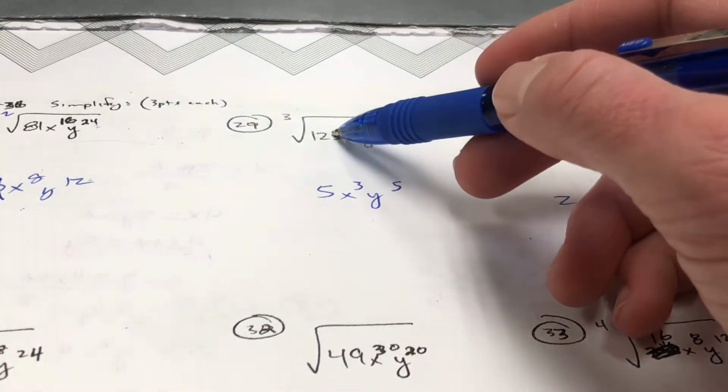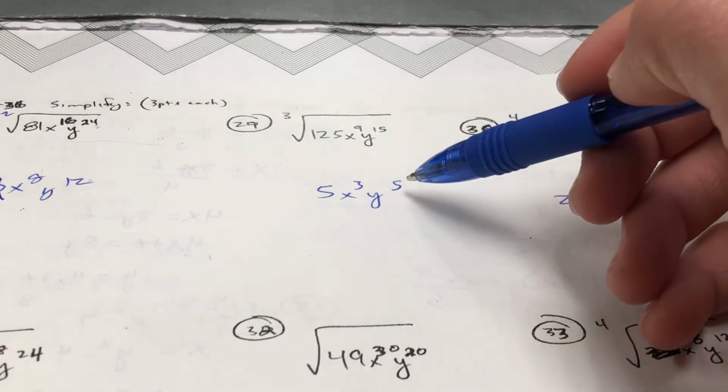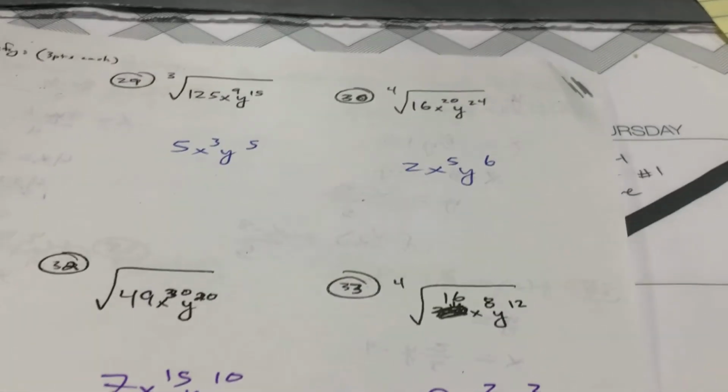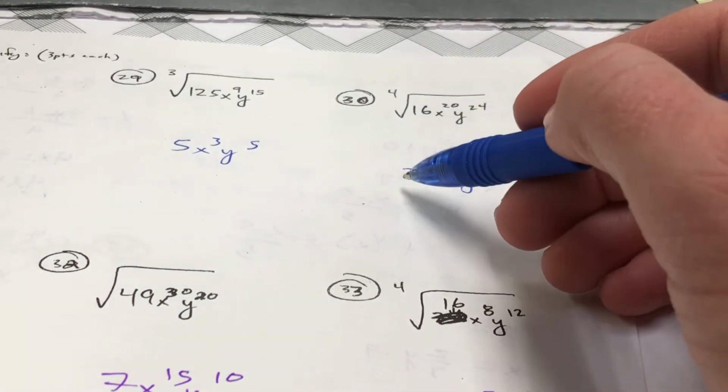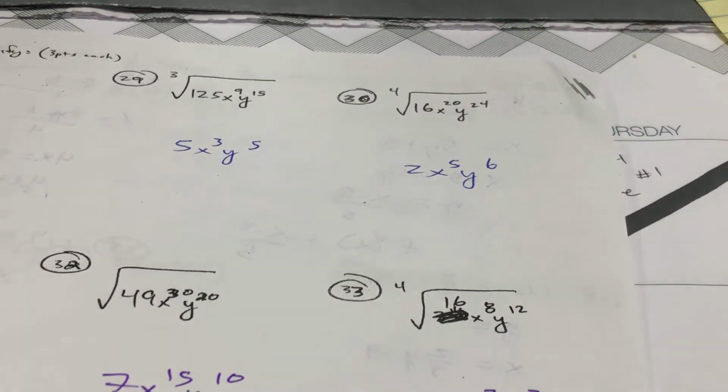The third root of 125 is 5. 3 goes into 9 3 times exactly. 3 goes into 15 5 times exactly. The fourth root of 16 is 2. 4 goes into 2 5 times. 4 goes into 24 6 times.